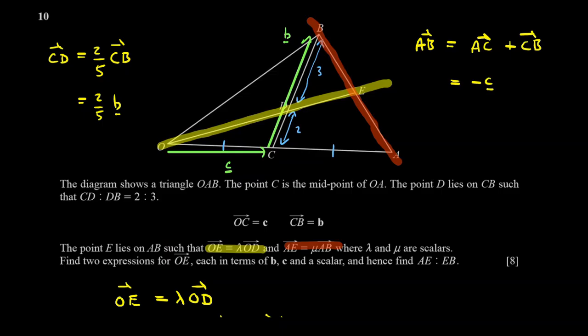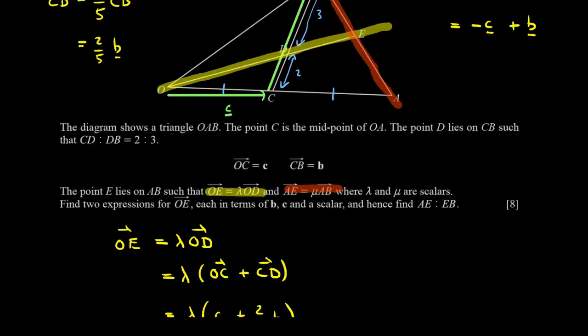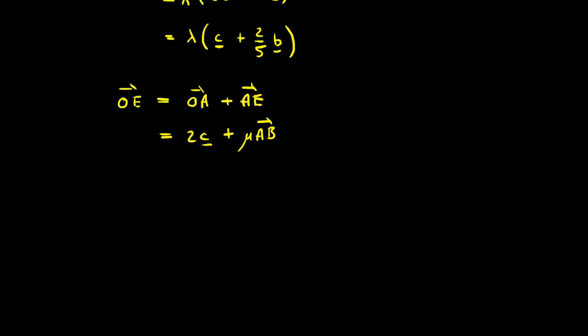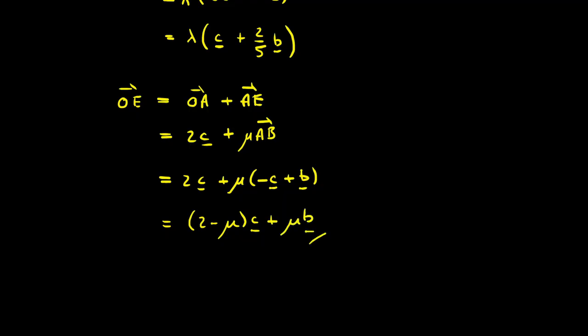And what's the vector C to B? Well, we already know that that's defined. That is the vector B. So I can replace AB with minus C plus B. So I've got here 2C plus mu times (minus C plus B). And so that's going to be my second vector, OE. I should probably tidy that up a little bit. I'm going to rewrite that as (2 minus mu) times C plus mu times B.